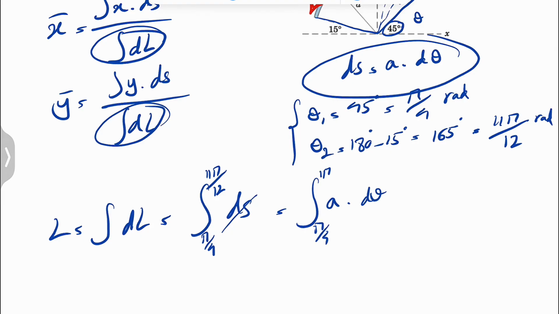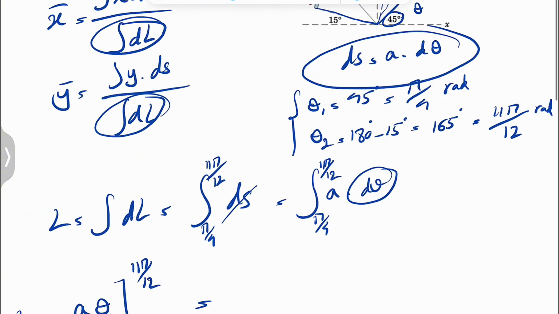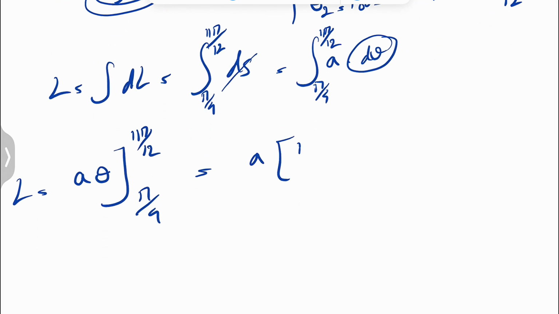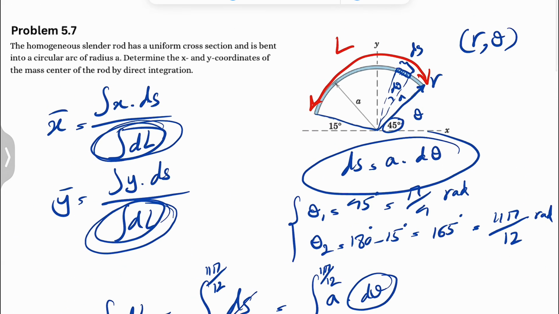Theta is from pi divided by 4, and that's a very simple integral. It's just going to take the theta out, and we're just going to put the upper limit and lower limit, and that's going to give us the L, or the denominator that we have for these two. So a times 11 pi over 12 minus pi over 4. If you take the common denominator, you just have to multiply this by 3. So 11 minus 3 is going to be 8. So 8 pi over 12. And we can simplify this by 4, so 2 over 3. So that's our L, 2/3 of pi times a.